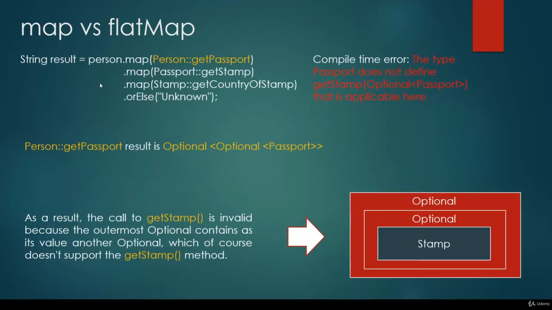So this is the example we have been considering: person.map, person getPassport.map, passport getStamp.map, stamp getCountry. It results in a compile time error because the type Passport doesn't define getStamp. Here we are not dealing with a passport exclusively, but an Optional of a Passport. And person.getPassport is going to result in an Optional of a Passport. As a result, the call to getStamp is invalid because the outermost optional contains as its value another optional, an Optional of a Passport, which of course doesn't support the getStamp method.